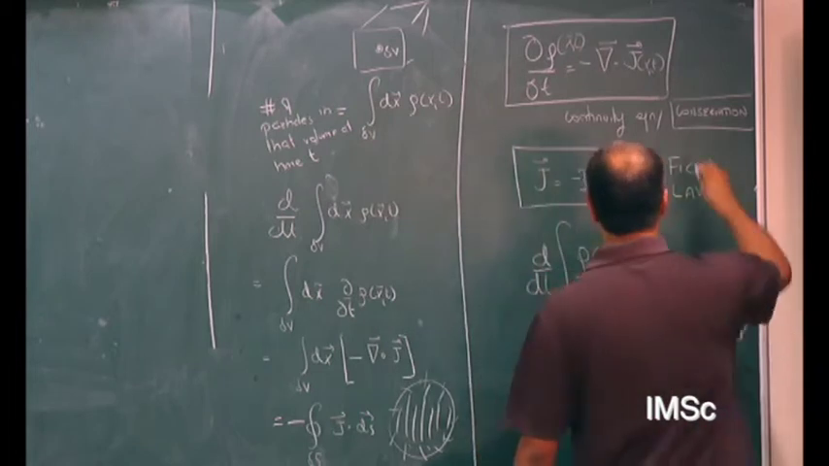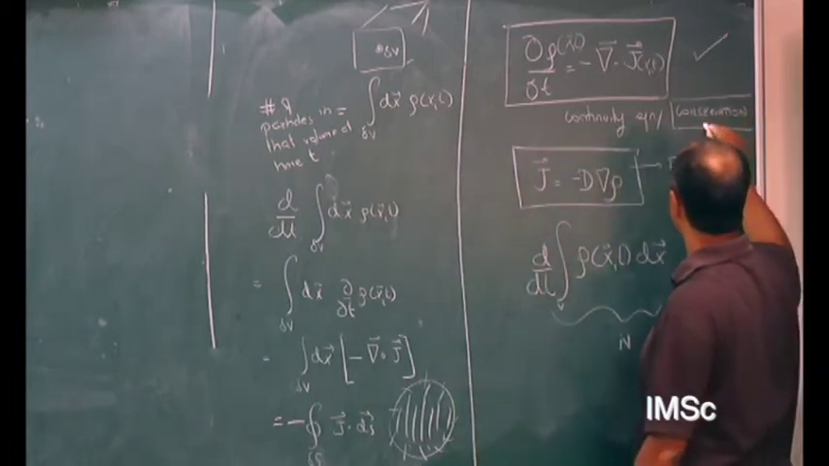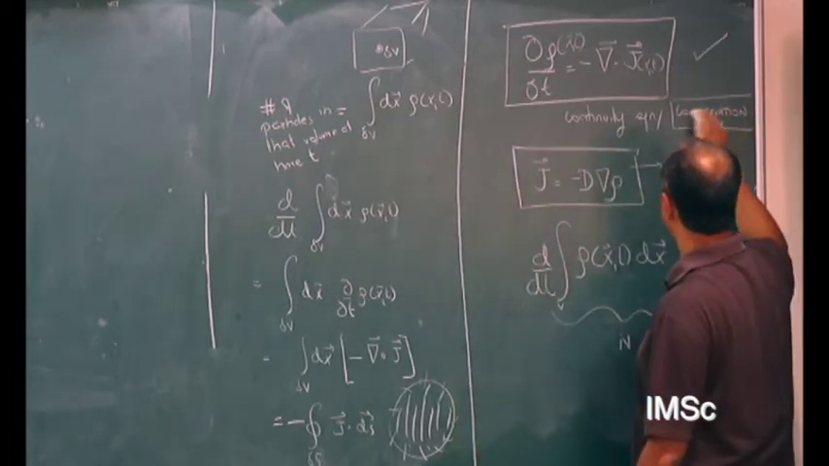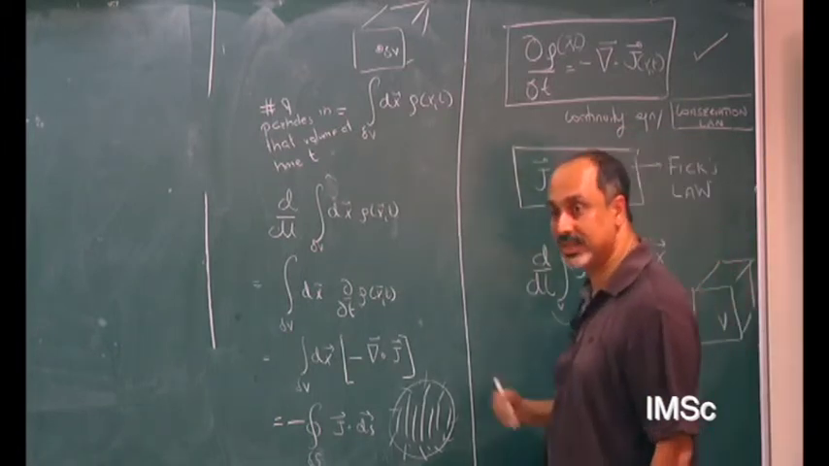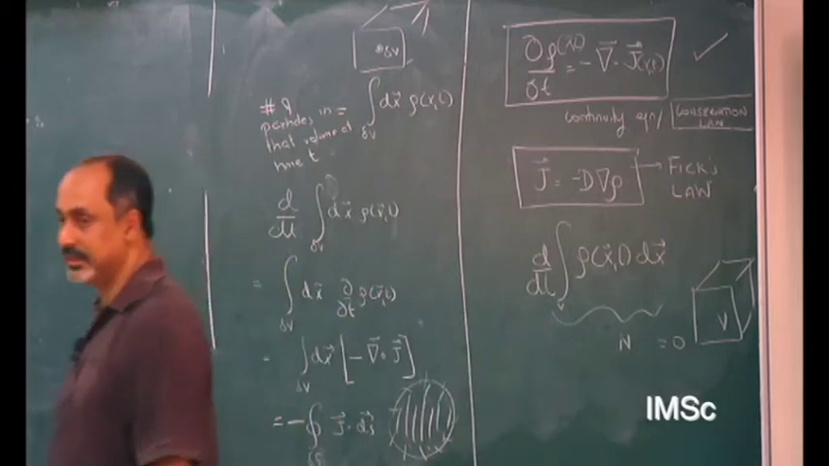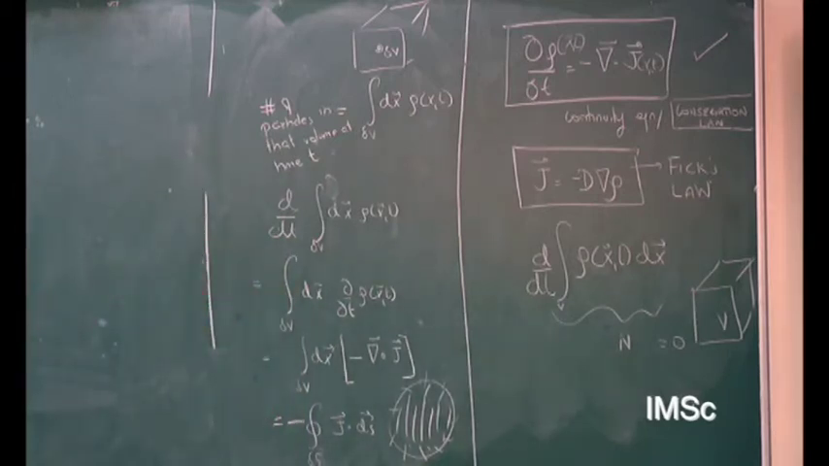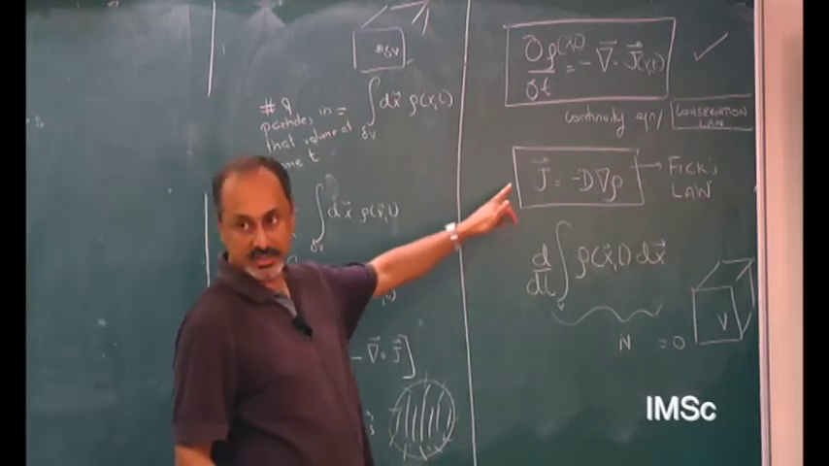So here again are our two basic equations: the conservation law as expressed in the continuity equation, and Fick's law, which tells you what the current associated with density gradients is. If there are no gradients at all, then the current vanishes altogether.